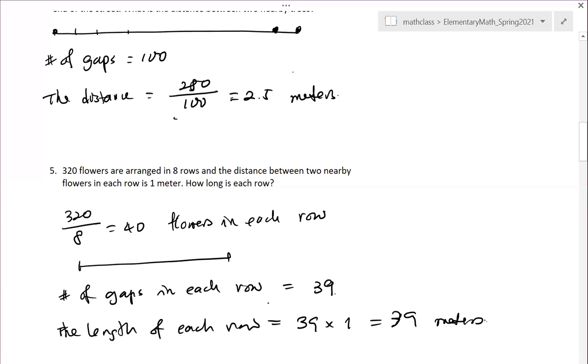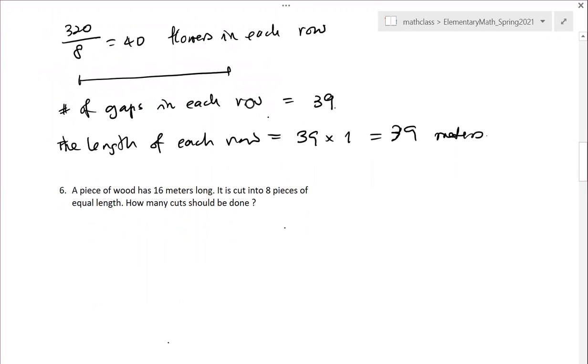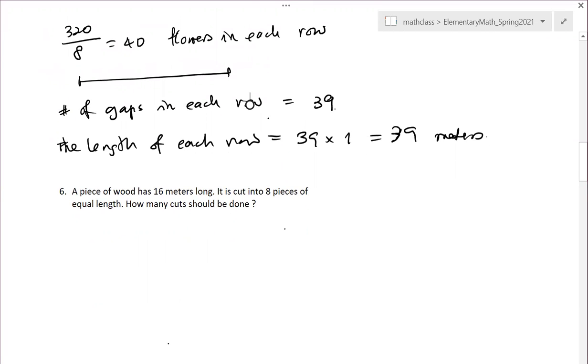Because you are given the length of each gap: the distance between two flowers is 1 meter. Okay, great. Now we'll move on to the next problem. Read the question carefully. Once you have an answer, you show me.